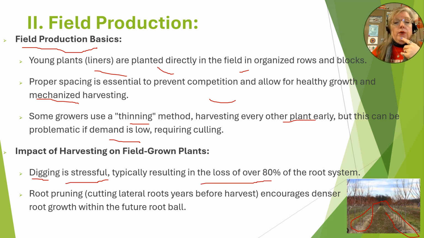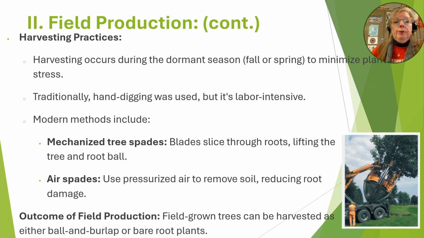And then root pruning, cutting the lateral roots on the sides before the harvest, helps to encourage denser root growth in the future root balls. So when you know you're doing this, you need to prune them so that the roots don't grow outwards. You prune these side ones so that they grow more inwards, so that you can get this into a plant ball. But then again, all that stuff is really difficult to do.